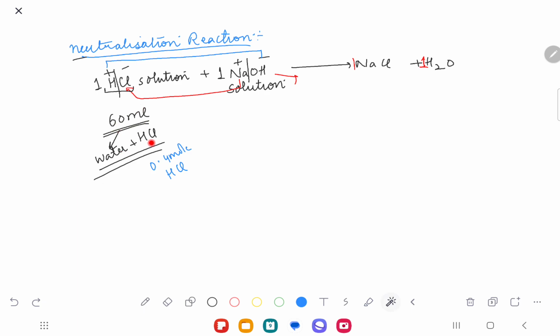That might be some solution like that. So the total moles of HCl that I've dissolved is 0.4 moles of HCl in 60 ml solution. Are you understanding? And in the NaOH solution, what am I doing? Let's suppose the solution that I'm taking to neutralize the HCl solution is the kind of solution where you have 2 moles of NaOH in 200 ml solution.